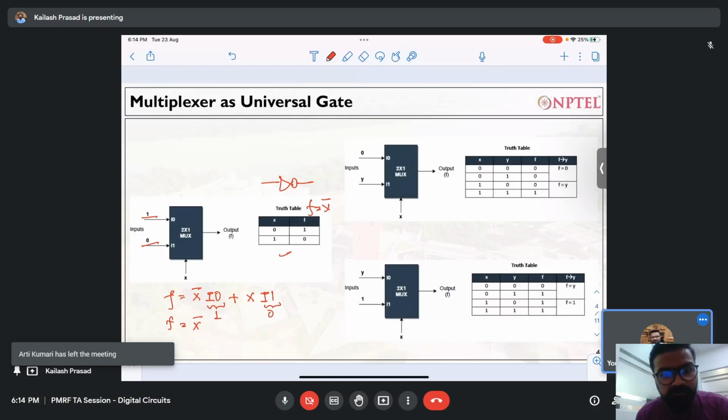Sir, how can we obtain the expression for the NOT gate by using a K-map? You write f equal to x bar I0 plus x into I1. This is the basic expression of how a multiplexer works.